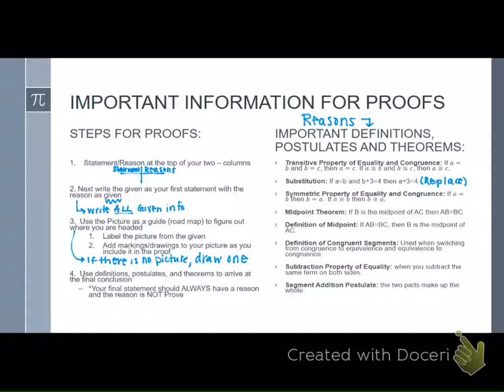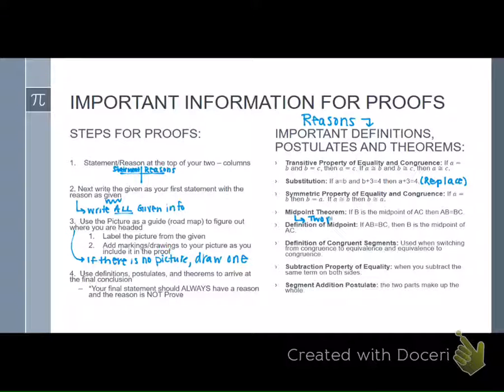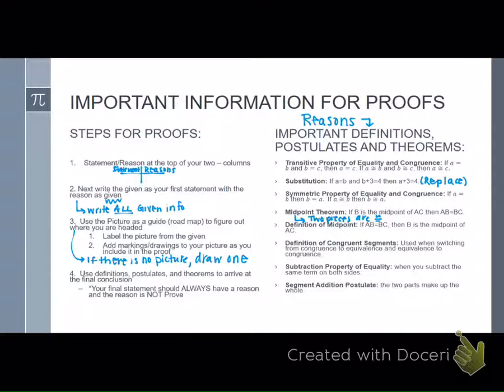Midpoint theorem. If B is the midpoint of AC, then AB is equal to BC. So the midpoint theorem tells you that the 2 pieces are congruent. So there's a difference between the midpoint theorem and the definition of midpoint. So make sure you are looking at this while you're doing your notes.